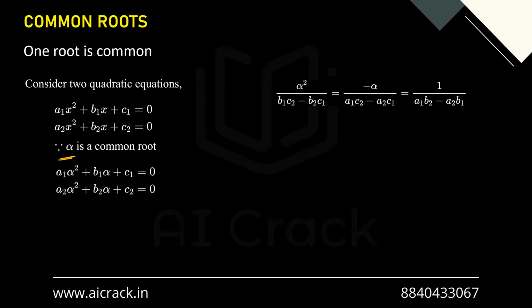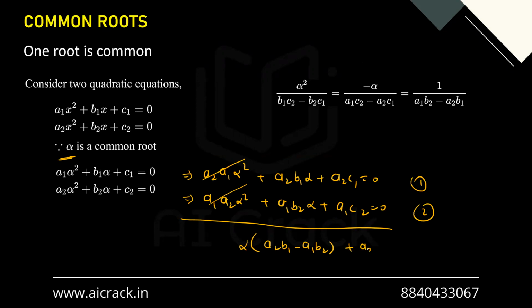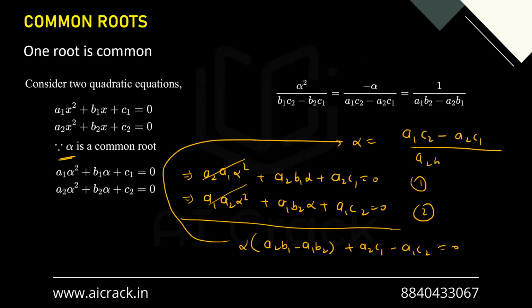For that, I'll be multiplying the first equation with a2. So that would become a2 a1 alpha square plus a2 b1 alpha plus a2 c1 equals to 0, and I'll be multiplying the second equation by a1. So that would give me a1 a2 alpha square plus a1 b2 alpha plus a1 c2 equals to 0. Now subtracting, this is first, this is second, subtracting second from first, this gets cancelled out, and that would give me alpha times a2b1 minus a1b2 plus a2c1 minus a1c2 equals to 0. So this would eventually become alpha equals a1c2 minus a2c1 divided by a2b1 minus a1b2.